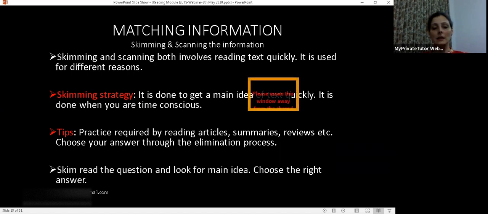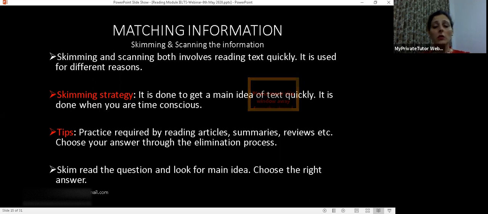And by reading articles at home, summaries, reviews, a lot of practice of that gives you most confidence also. And you will be able to tackle a new question in your exams.